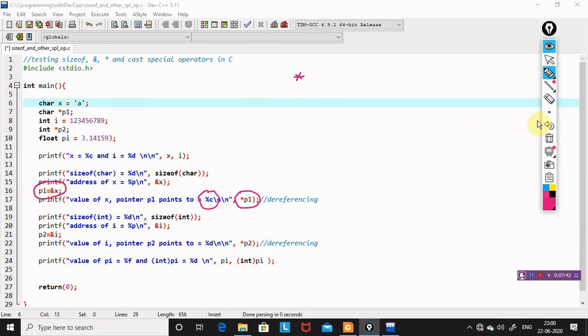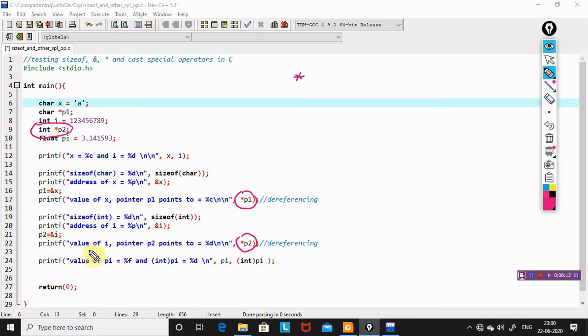The same thing can be done with P2, the pointer variable P2, which has been declared over here. That means P2 is a pointer variable which points to another variable which is of integer type. So this is how you declare a pointer variable which points to an integer variable.